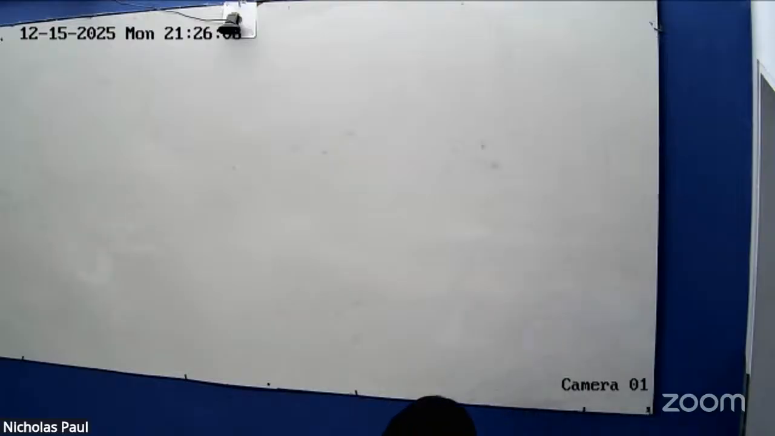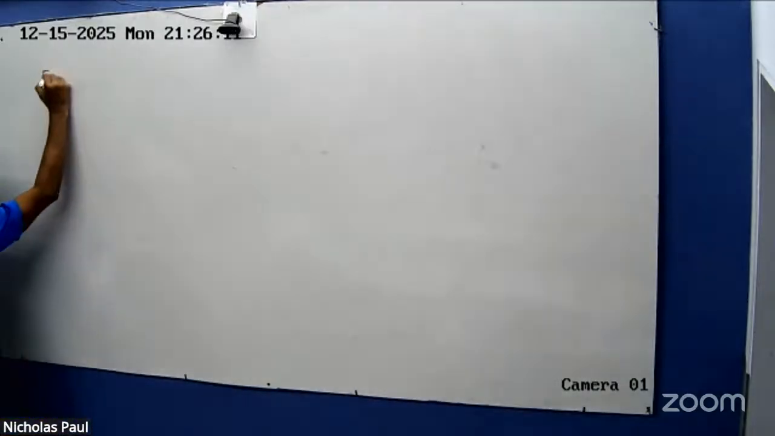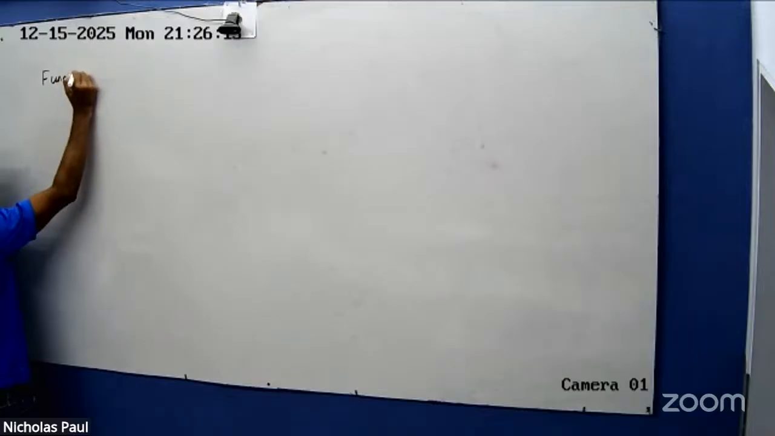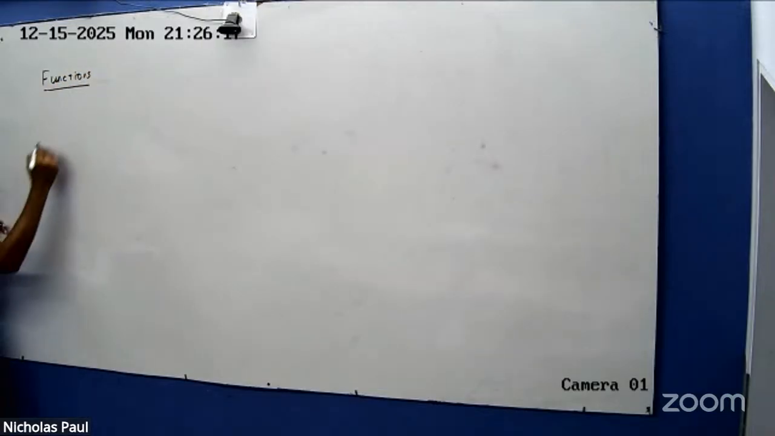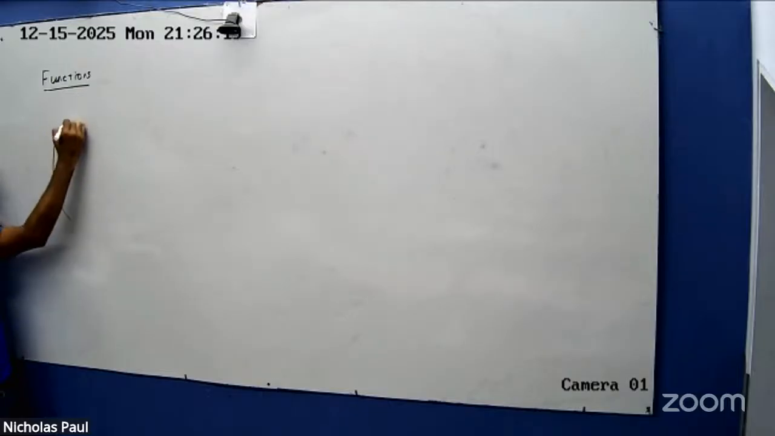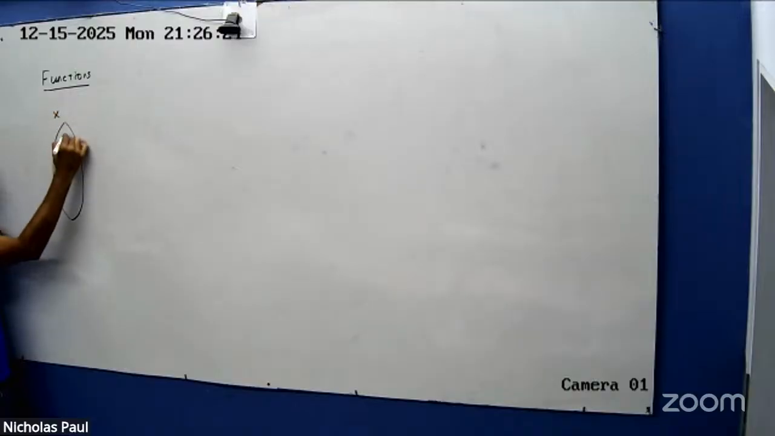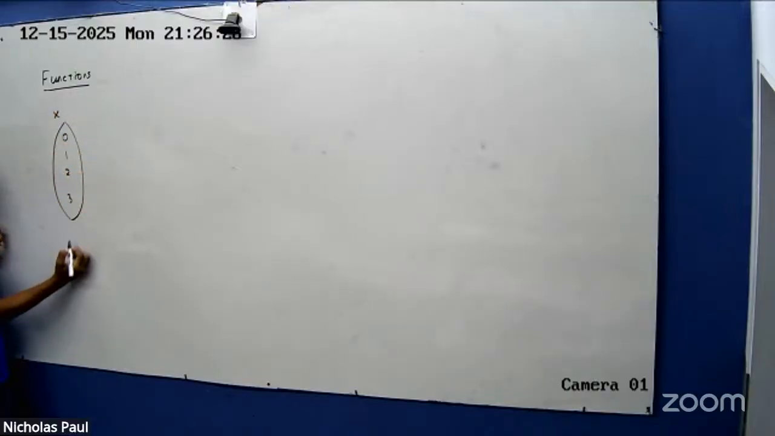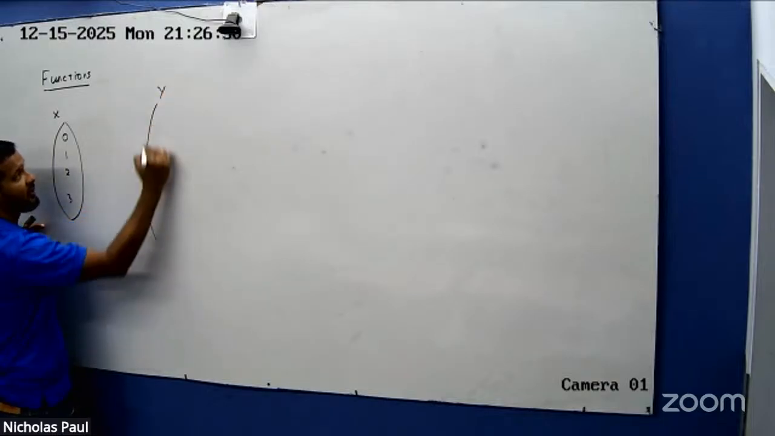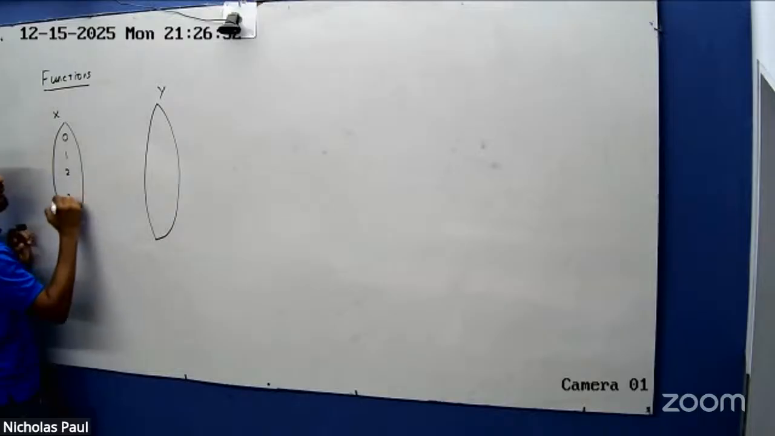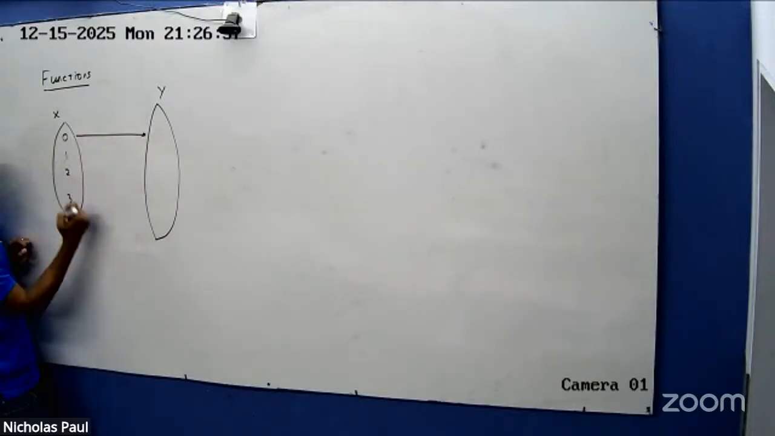So I'm taking a look at something called functions, right? We've been using this all the time. So all I'm going to do now is give you a set of x values, let's say 0, 1, 2, 3. And I'm going to ask you to find a set of y values using a function. And that function allows me to go from here to here, right?